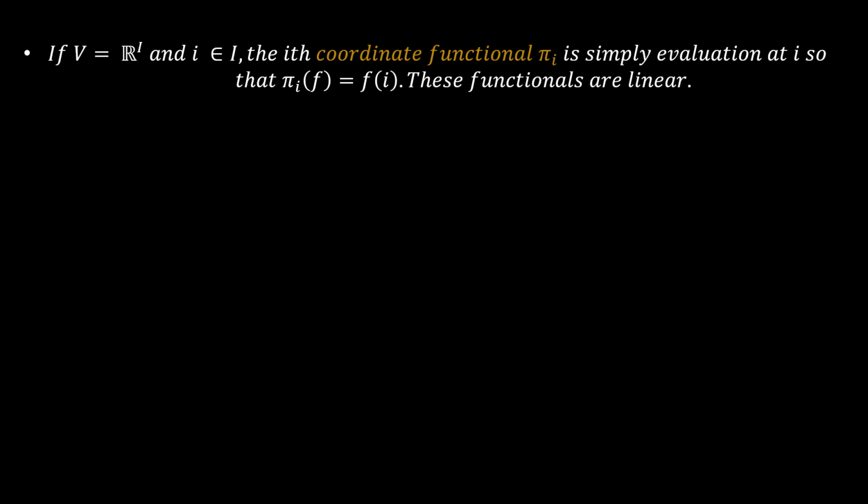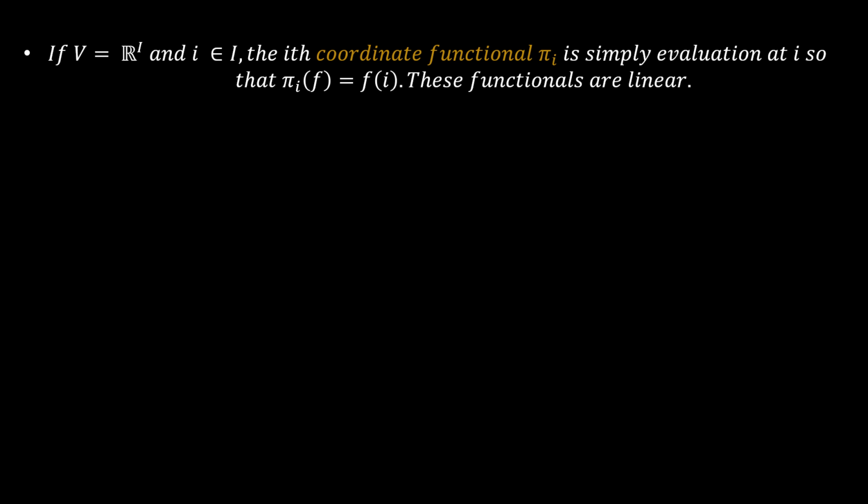Okay. So we have a very interesting concept here. If we have a vector space V, which is equal to R to the capital I, where capital I can be an integer I, the ith coordinate functional, this is a special function, pi I, is simply evaluation at I, so that if you have pi I of a collection of functions f, then that is just going to be the function at I.